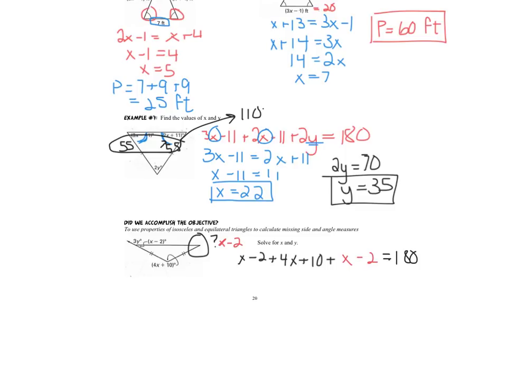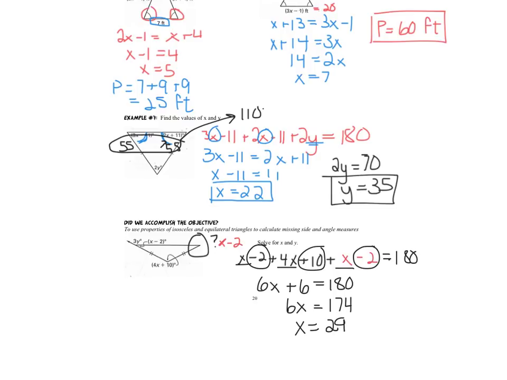All right, let's clean up this whole left side. I have x plus 4x plus x. That gives me 6x. I have a negative 2 plus 10 minus 2 is going to be plus 6, and it equals 180. Subtract 6 from both sides, you get 6x equals 174. x is going to equal 29, I believe, is the value for x.